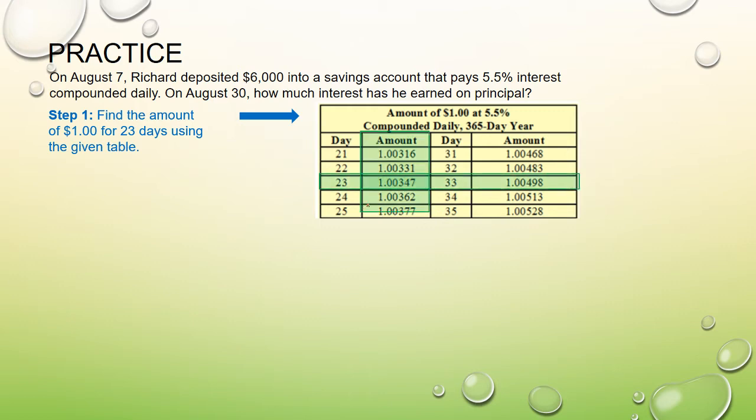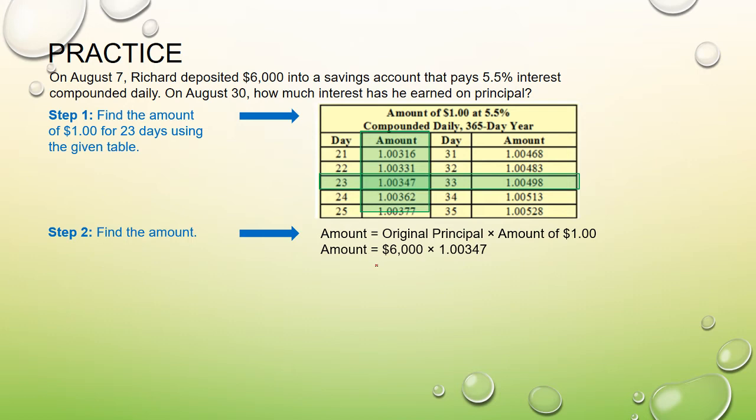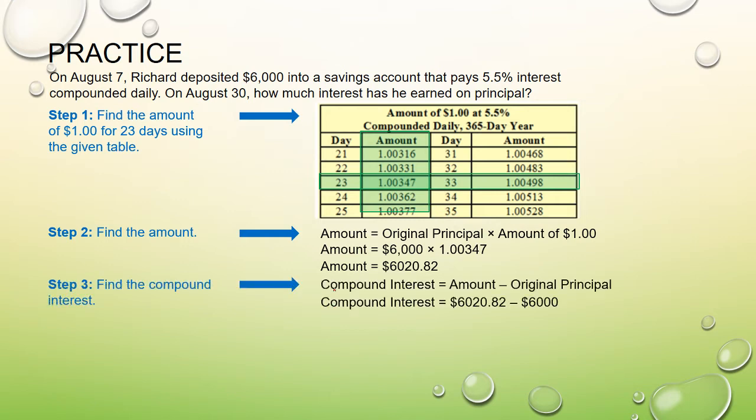And it is 1.00347. We're going to use that number for step 2. Plug it into the formula. We get 6,000 times 1.00347, which means Richard earned $6,020.82 after 23 days. To find the compound interest, subtract the two numbers, and you get $20.82.